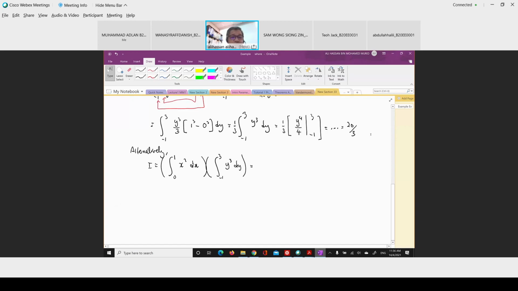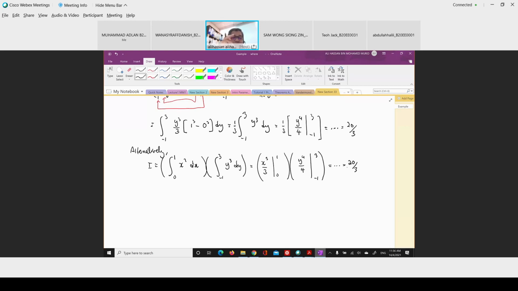The first integral is what? x cubed over 3, x is from 0 to 1. The second integral is y to the power of 4 over 4, and y is between minus 1 and 3. Okay? And I'll leave it to you again to check that the result is the same as in the previous two approaches here.